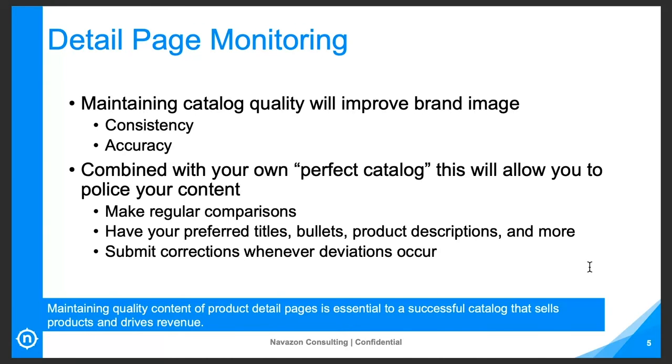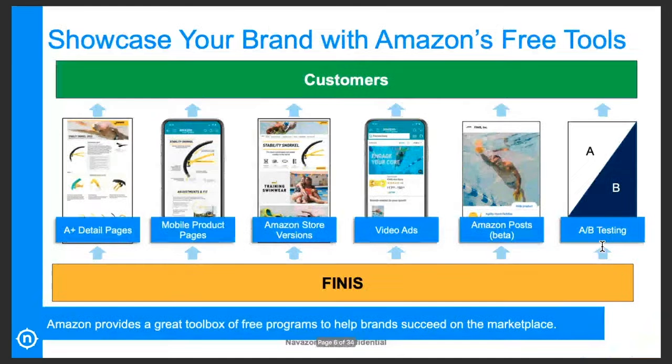But if you have your own, what we would call a perfect catalog, or a list of all your corrected catalog attributes, you can regularly run that against your live content on Amazon to make sure that your product detail pages are correct. The big call out here is that maintaining the quality content of detail pages is essential to a successful catalog that sells products and drives revenue.